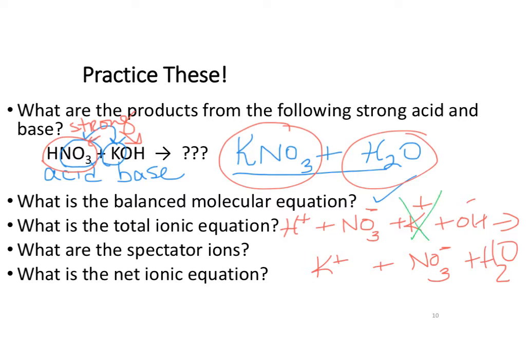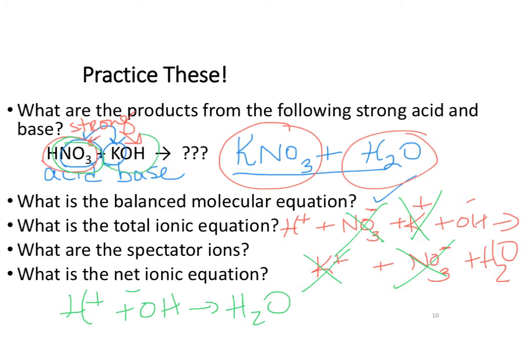So there's potassium ion on both sides, and there's nitrate ion on both sides. And look what we're left with. Okay, so I'm going to tell you right now, and I would jot it down, commit it to memory for a test. Whenever you react a strong acid and a strong base, they both have to be strong, the net ionic equation will always be this, production of water.